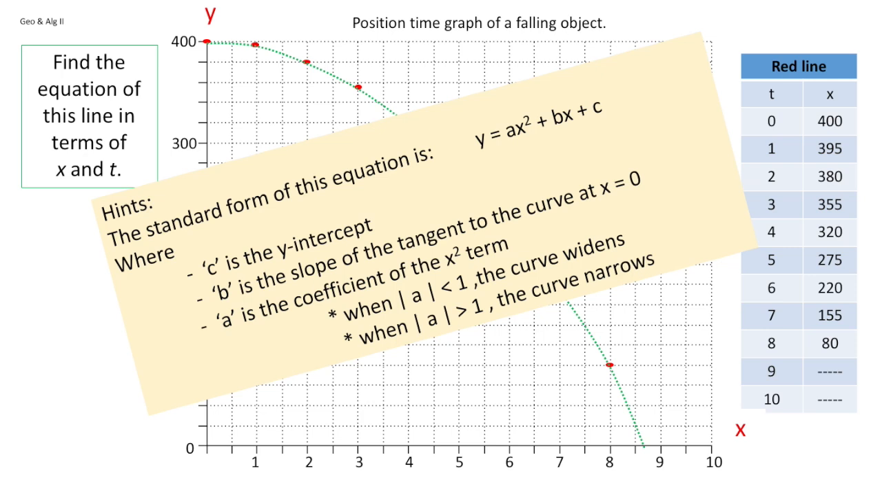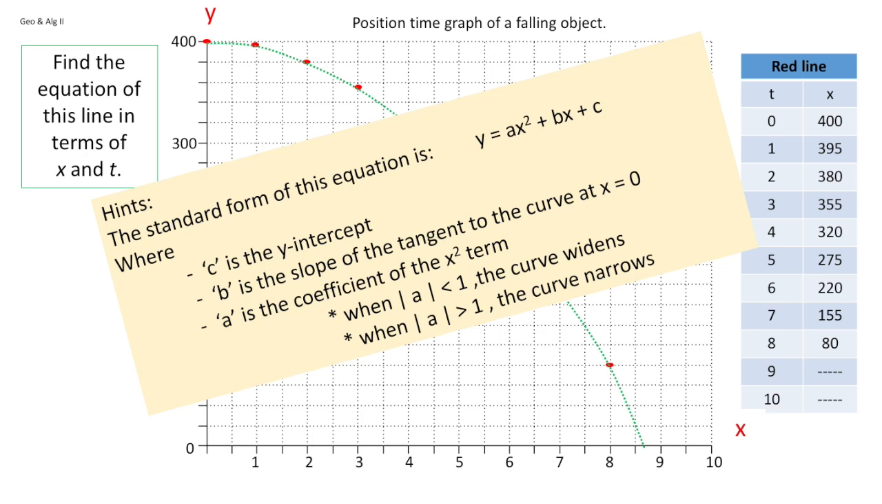We're going to go ahead, though, for now and relabel the axis as x and y, because that's what you're used to, and we're going to use math terms now. So here's some hints. The standard form of this equation is going to be y equals ax squared plus bx plus c. That you should recognize as a quadratic equation.